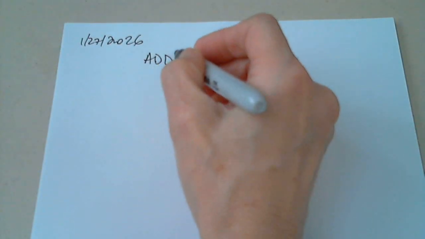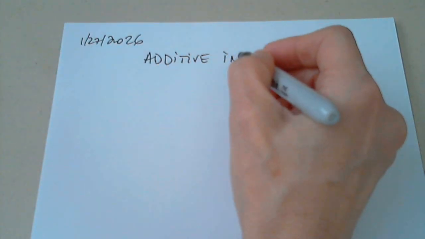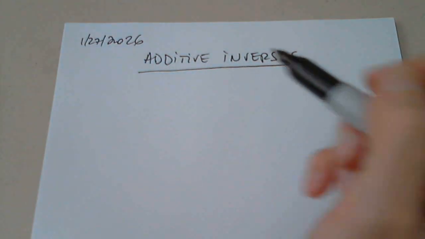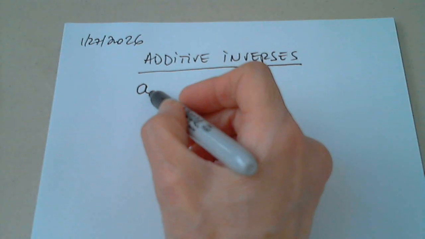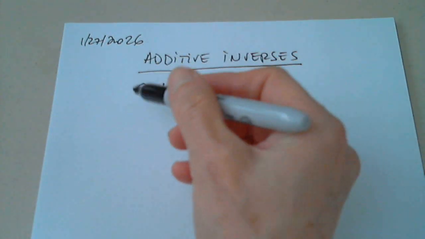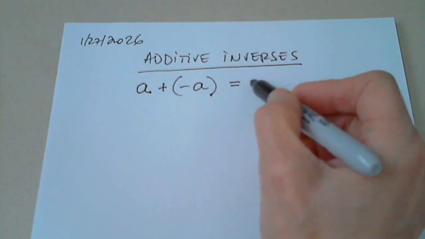Additive inverses. So when we add A to the opposite of A, they are additive inverses because the answer is 0.